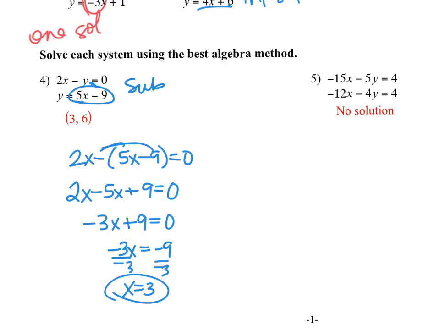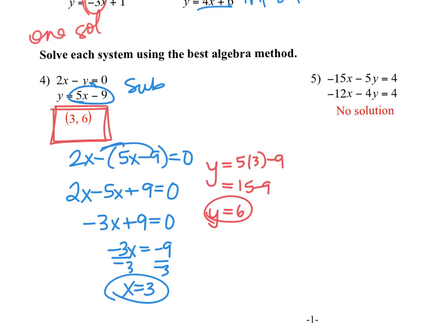And in substitution, it's easiest to plug back in where you circled. So y equals 5 times 3 minus 9, 15 minus 9. So y is going to be 6. And we use those together to write an ordered pair.